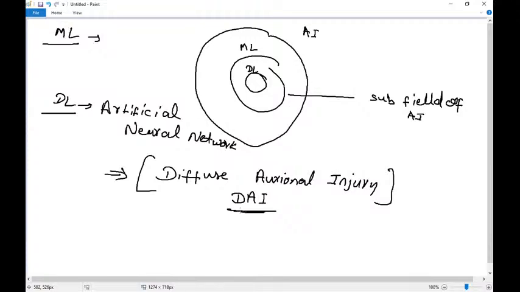If you Google a little bit about DAI, there are different types of diffuse axonal injury: type 1, type 2, type 3, and type 3 is the severe one in which a human being can be in a coma for a lifetime. It is called a vegetative state. So basically, I just want to tell you how important neurons are.